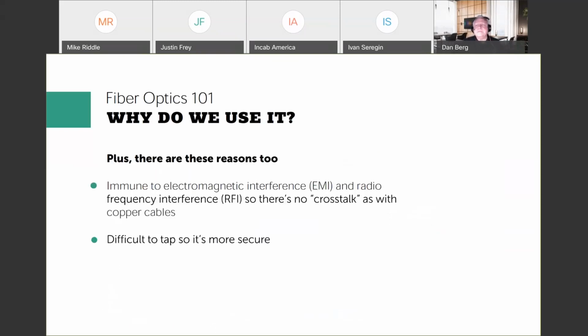Why do we use it? Another reason is their immunity to EMI and RFI. In other words, they're not bothered by noise on the line. And of course, this is great for the utility industry because we put these fibers right up in the electrical fields. And if it was a copper cable, we'd have all kinds of problems.